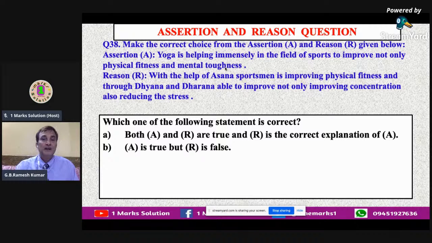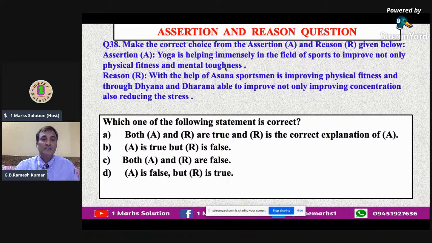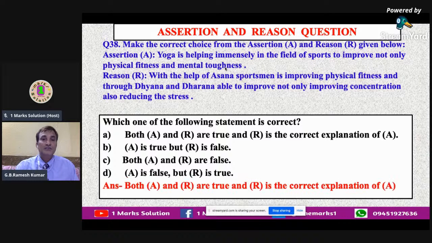A is true, but R is false. Both A and R false. A false, but R is true. Both A and R true, and R is the correct explanation of A. Now, in the field of sports, definitely you can see that every team is keeping a yoga expert, almost all, to help improve fitness and relaxation, and meditation to improve concentration. So both A and R are true, and R is the correct explanation of A.